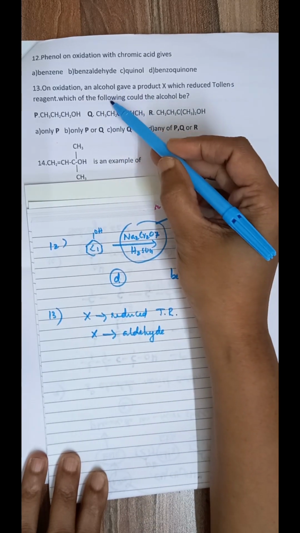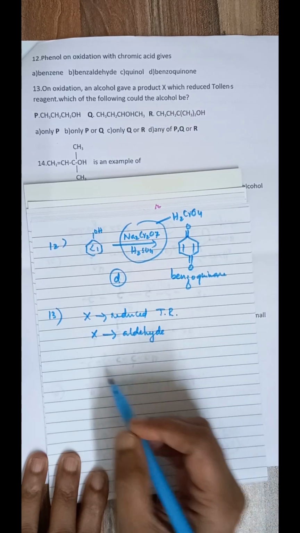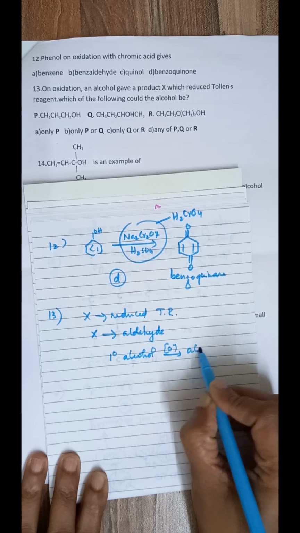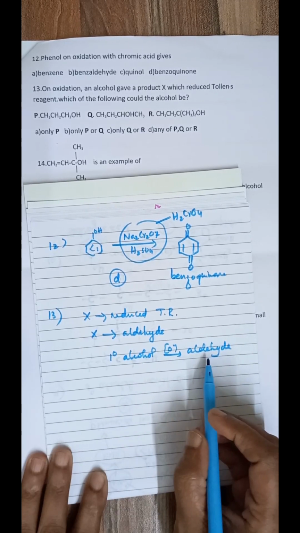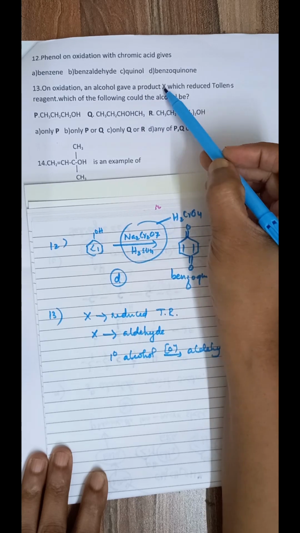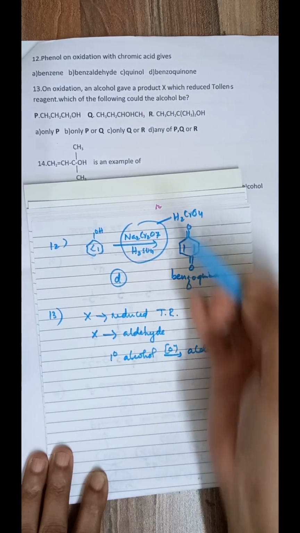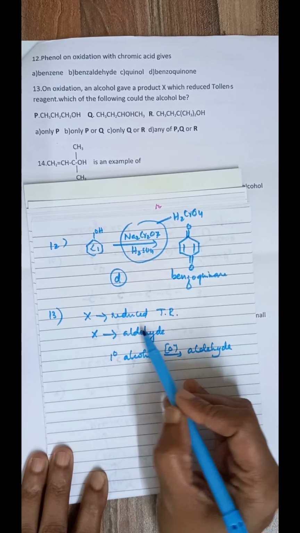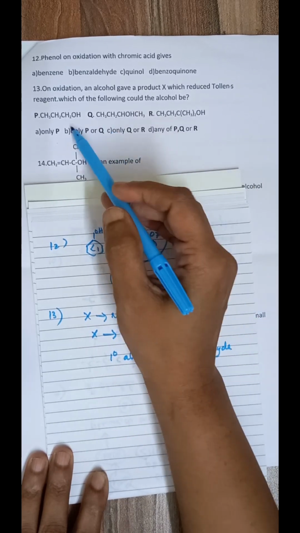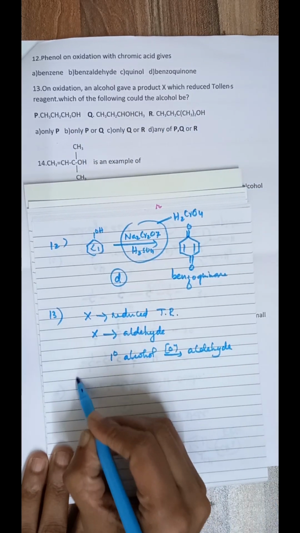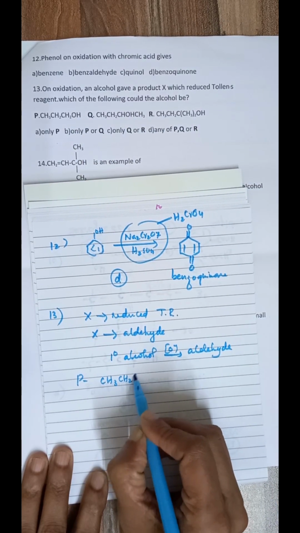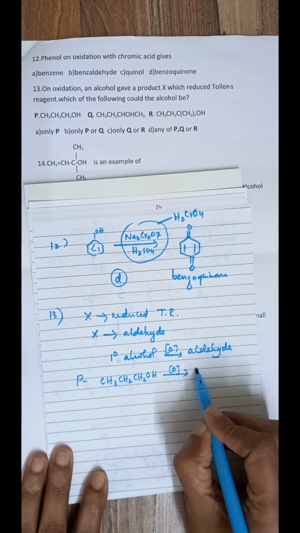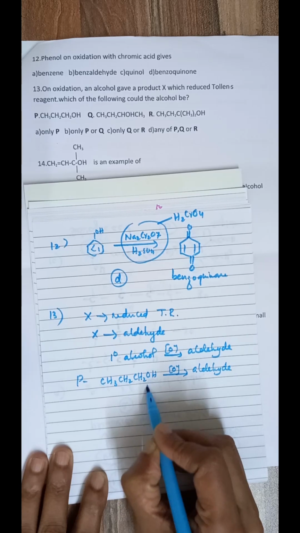So let's check which alcohol gives this aldehyde. Normally a primary alcohol on oxidation gives an aldehyde. So let's check whether the alcohol gives an aldehyde on oxidation. Here 3 alcohols are given. P is CH3CH2CH2OH. This is a primary alcohol, so this will give an aldehyde on oxidation.